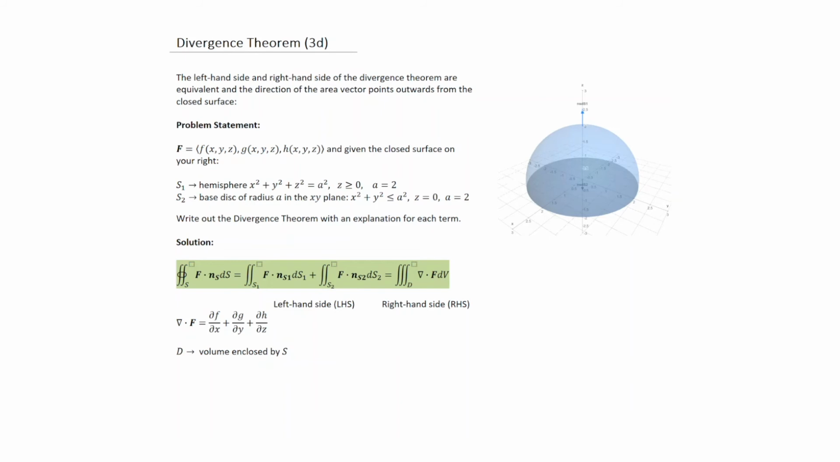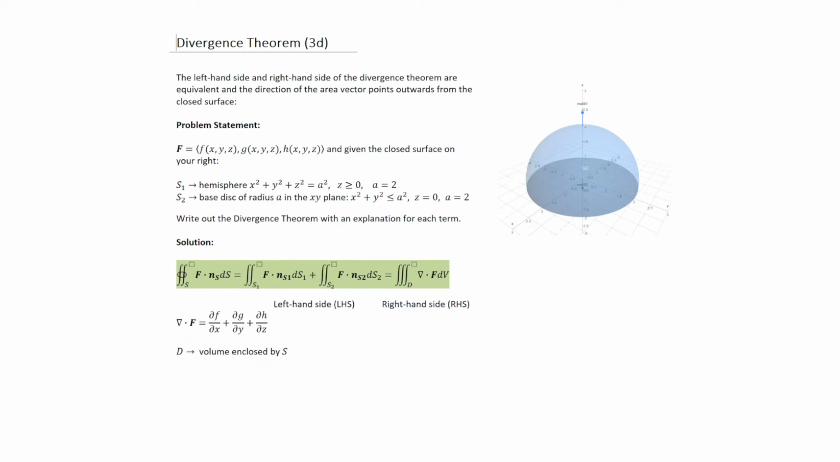All right, so then we looked at the divergence theorem, and so all I've done is summarize the key points. What does it mean? What are the conventions? So the left-hand side and right-hand side of the divergence theorem are equivalent, and the direction of the area vector, which is basically a surface area vector, points outwards from the closed surface. That's the convention.